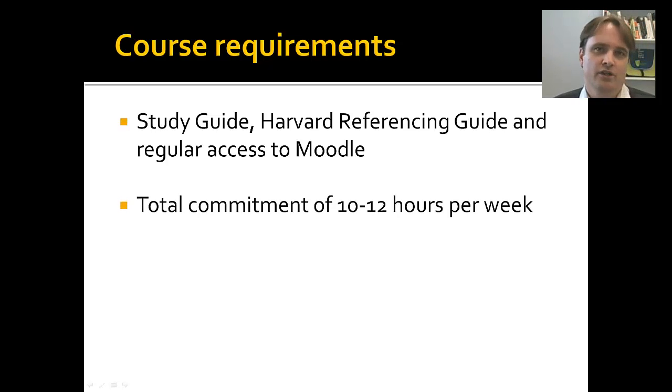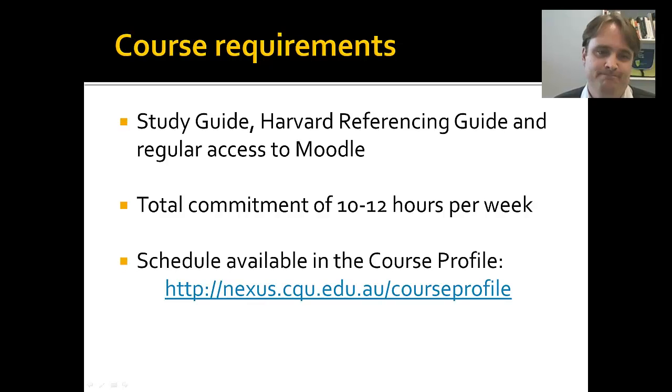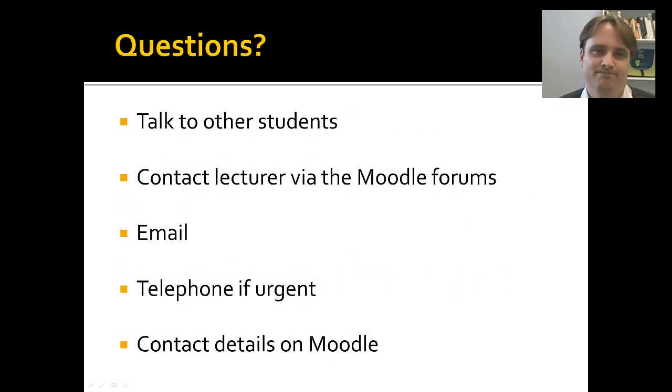You'll need a total commitment of about 10 to 12 hours per week. Some weeks might be a little bit more, some weeks a little bit less, but in total, about 10 to 12 hours per week on average. A full schedule of the things that we'll be doing is available in the course profile, and there's a link to it on the Moodle site. We strongly encourage you to read that before you begin term.